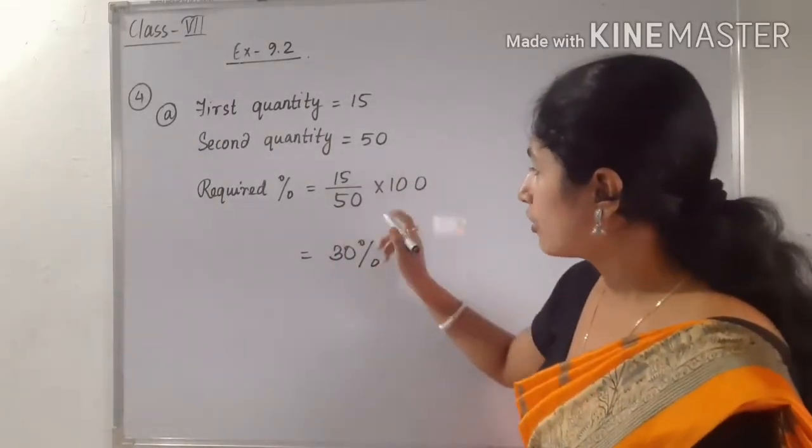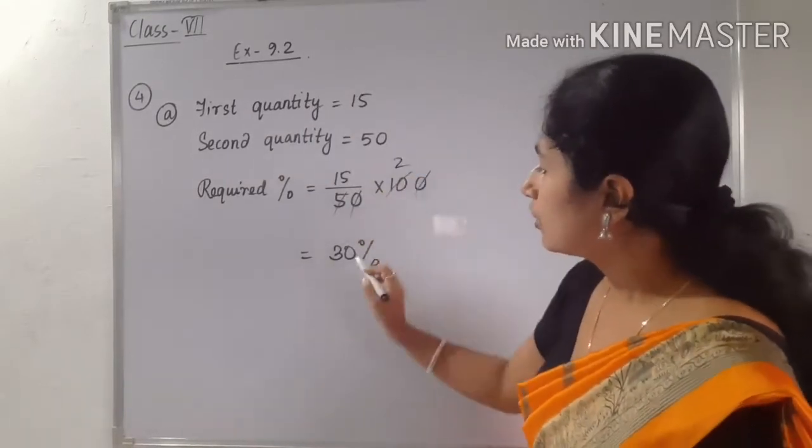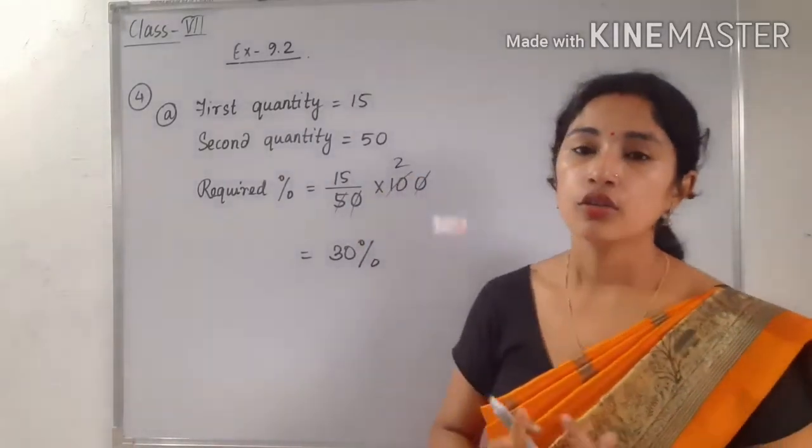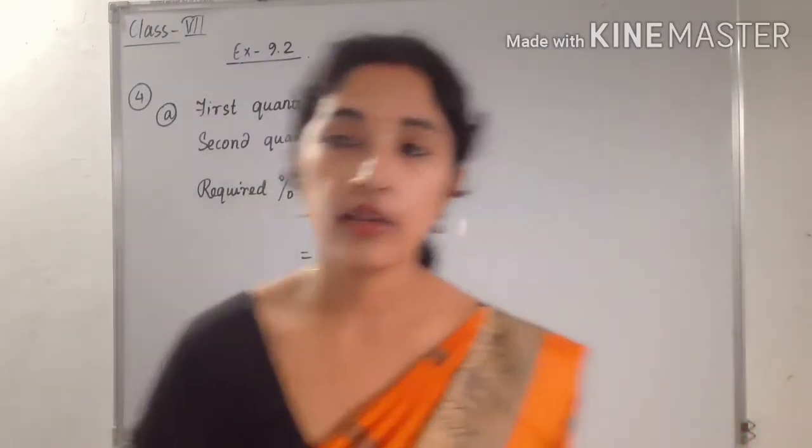Okay, next after solving, this will cancel out and this will be 2. 15 2s are 30%. So now we are getting 30%. So what is the meaning of this? I am going to tell you this.